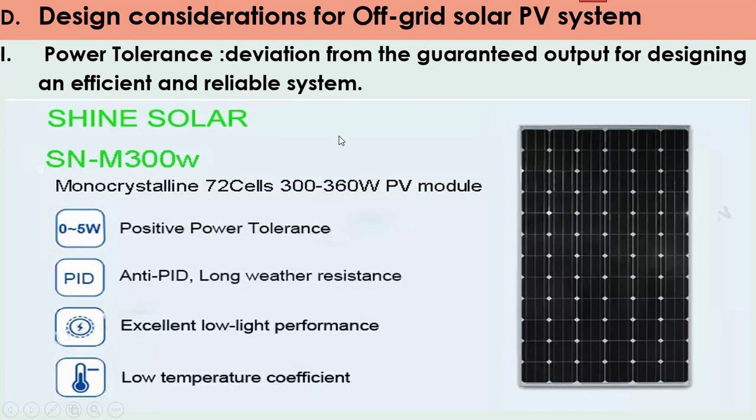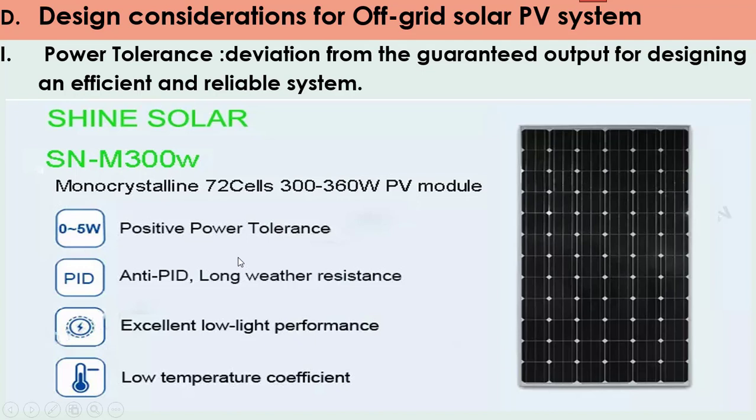Also, there is another criteria which represents the power tolerance. The power tolerance represents deviation from the guaranteed output for designing an efficient and reliable system. As we see, this is some specification from the manufacturer Shine Solar, 300 watt monocrystalline silicon. The tolerance is from 0 to 5 watt positive power tolerance.